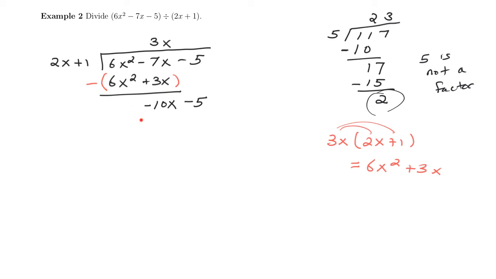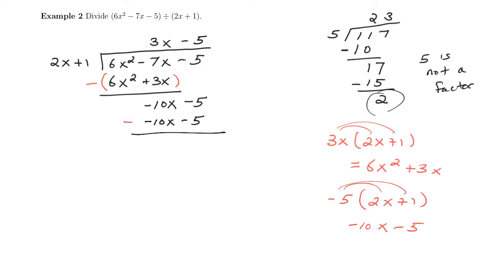And I know what's going to work. It's going to be negative 5. So I'm going to place that right here. Again, off to the side, why this works is if I multiply negative 5 to 2x plus 1 and distribute it in, we get negative 10x minus 5. And I'll place that right here.